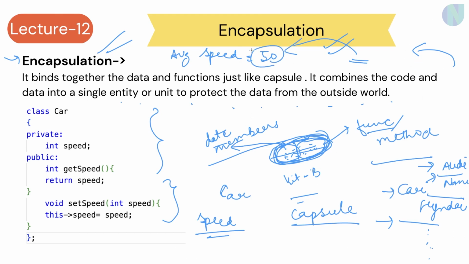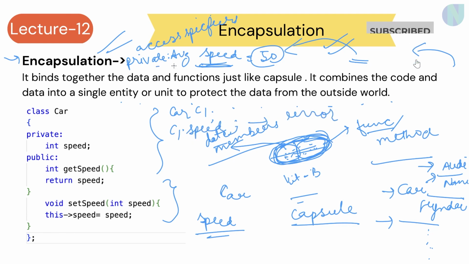So what I'll be doing, we have learned about access specifiers in our previous video. If we don't want this particular property or data member to be changed, we add an access specifier called private. Now whenever we add this private access specifier, even if I am creating an object C1 of this particular class, I can't access it like C1 dot speed. It will show me an error because this particular data member is now not accessible outside the class.